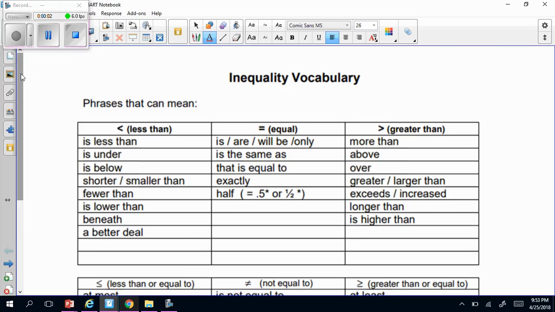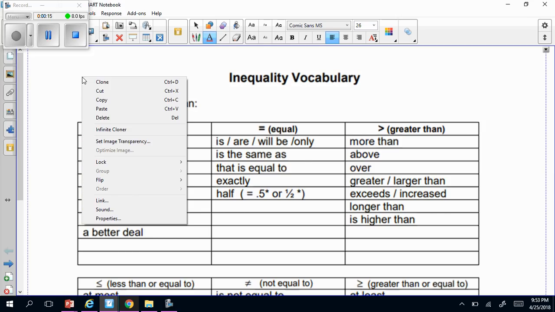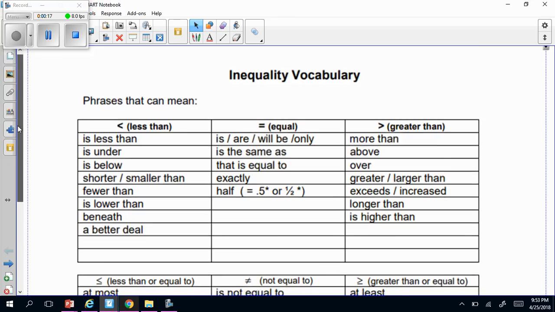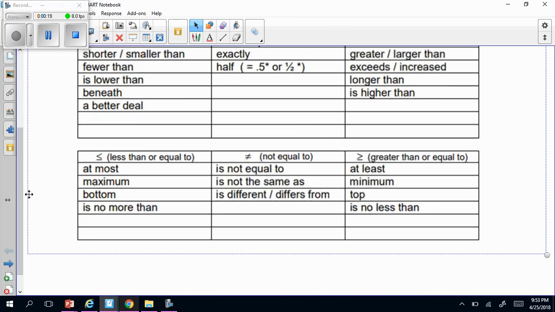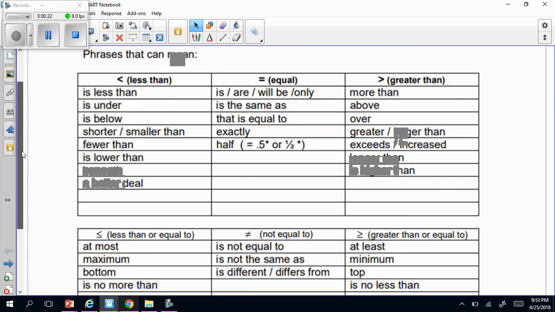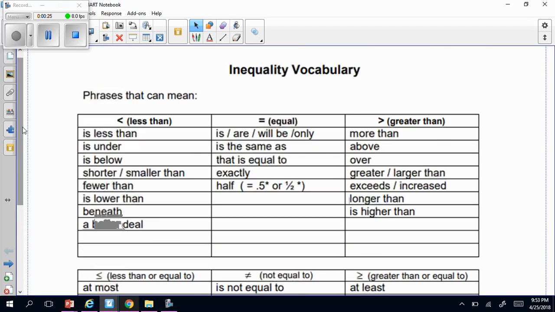So today we're going to cap off inequalities. Right now, I want you to write down any vocabulary words that you don't already have in your notebook for less than, equal to, greater than, less than or equal to, not equal to, and greater than or equal to in your expressions and equations part. So write this down and I'm going to pause the video.